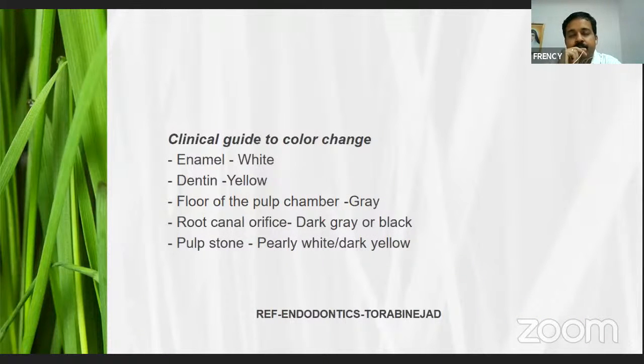In such cases, you have to go look for additional buccal canals. Then color change. Enamel is usually white, dentin is yellow, as you all know. And the floor of the pulp chamber is much darker. And the root canal orifice is also dark gray or black, white or dark yellow in color.